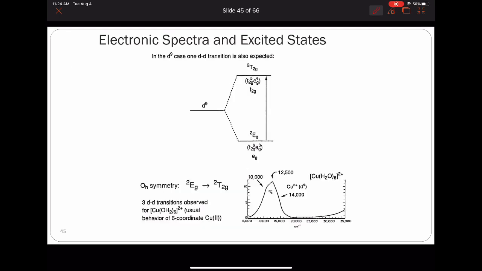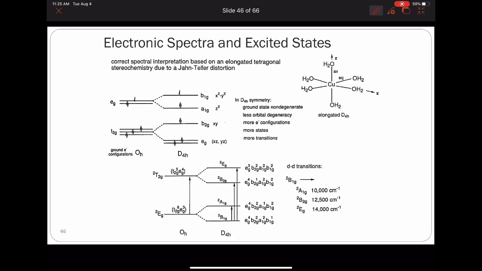If we consider some other systems, something that would apparently be quite simple, a d9 system, we of course expect that there's only one d to d transition. This is going to be a conversion from a t2g6 eg3 electron configuration to a t2g5 eg4 electron configuration. If we deconvolute the electronic spectra, we can actually identify three d to d transitions for this copper-2 complex.